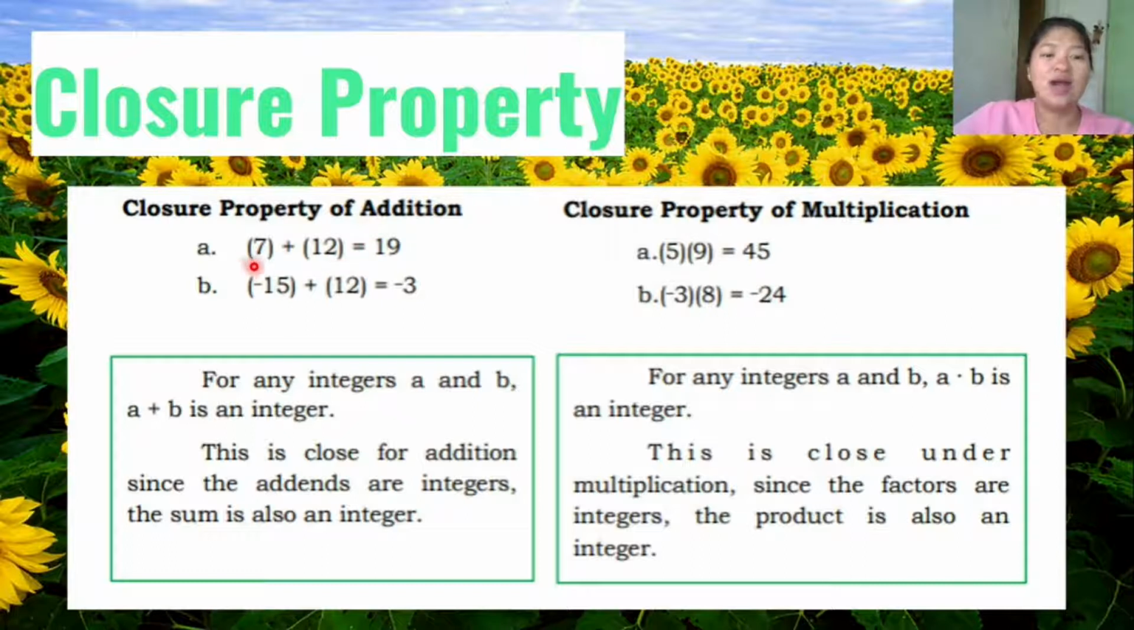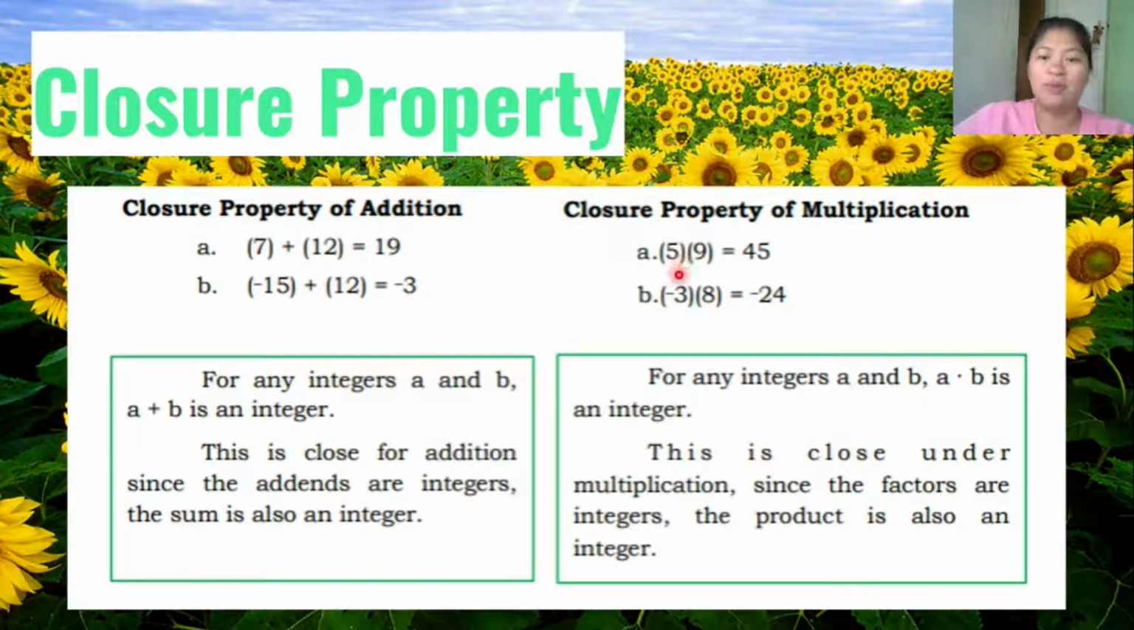Para po mas maintindihan, ito po yung ating mga examples. Let's say you have an integer 7 and another integer 12. Kapag inadd po natin si 7 at si 12, ang sagot po ay 19. Si 19 po ay isa ring integer. So meaning to say, integer plus integer will give you a sum of integer. For example number 2, negative 15 plus 12, parehas po ulit silang integers. Pag inadd po natin sila, ang sagot po will also be an integer which is negative 3.